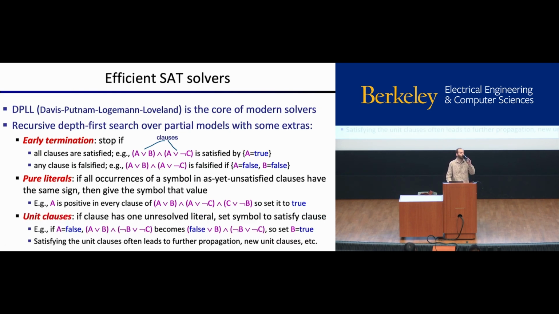Second trick, unit clauses. If one clause has one unresolved literal, then we'd better set it to make sure that clause is satisfied. It's our last hope for getting that clause to be satisfied. So we'd better set it in the right way. So for example, here our partial model so far says that A is false, B and C, we haven't decided on them yet. So in this sentence, we substitute false in for A. It looks like this. So now this is a unit clause. It has one unresolved literal, B. So we'd better set it to be true, or else this clause is going to fail.